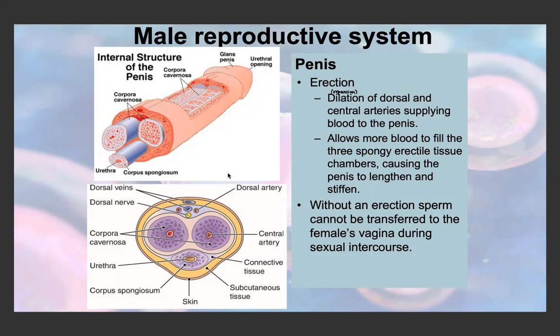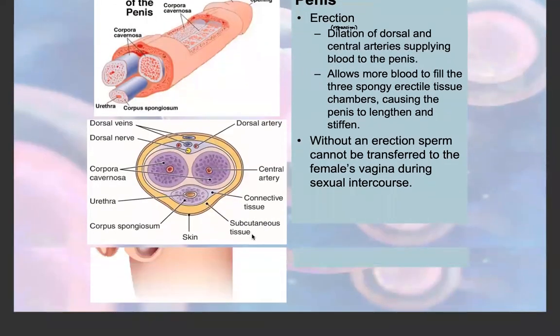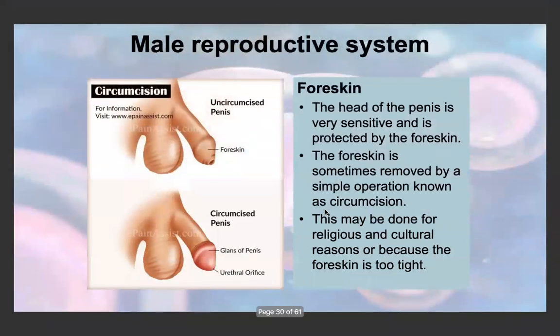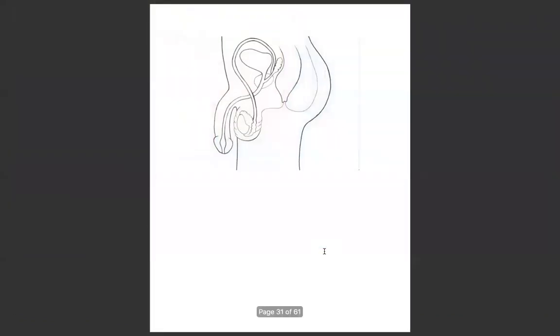Without an erection, a male can't transfer sperm into the female's vagina, so fertilization can't occur. The function of the penis is to deposit semen into the female's vagina during sexual intercourse. This allows the sperm to be brought closer to the egg for fertilization, which increases the chances of fertilization. At the top of the penis is the foreskin. It's a very sensitive head of the penis, which is protected by the foreskin. It can be removed by circumcision, which is done for religious and cultural reasons, or because the foreskin is simply too tight.